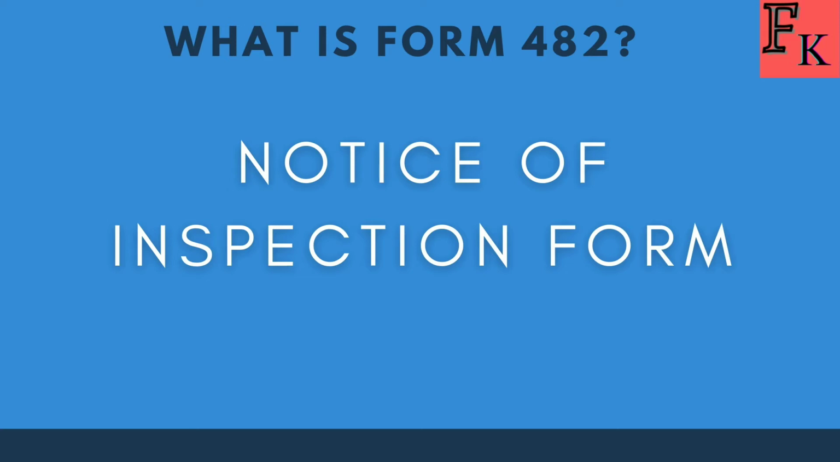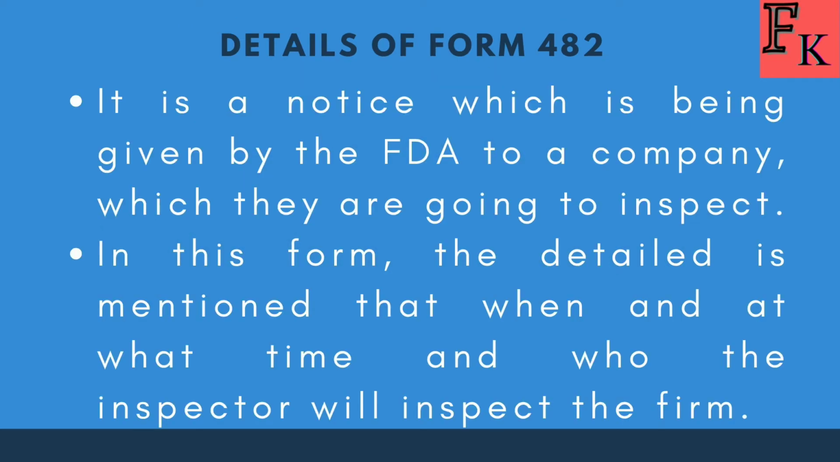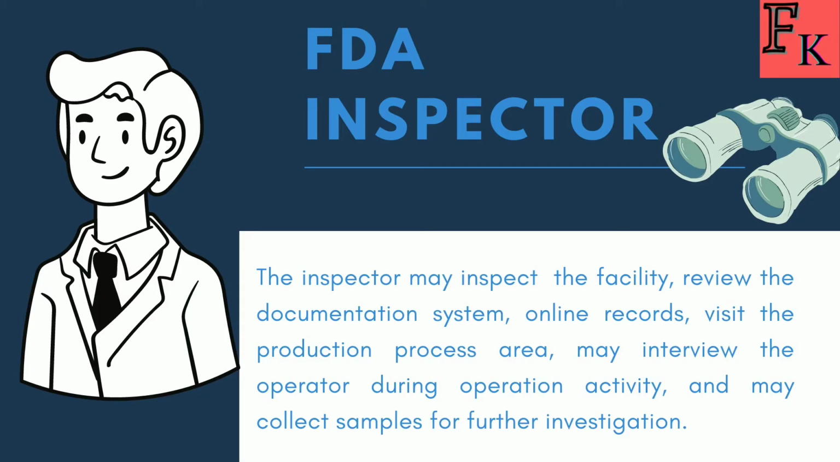Notice of inspection form. 482 is nothing but a notice which is given by the FDA to a company which they are going to inspect. In this form, the detail is mentioned of when, at what time, and who the inspector will inspect the firm. The FDA inspector may inspect the facility, review the documentation system, online records, visit the production process area, may interview the operator during operation activity, and may collect samples for further investigation.